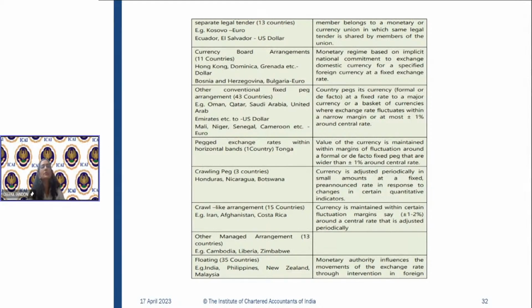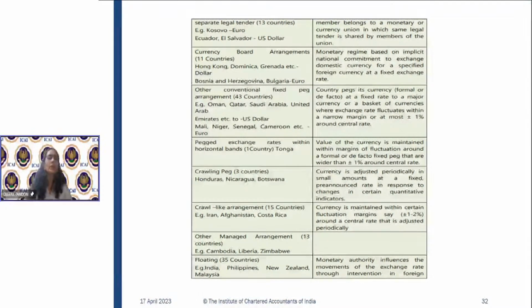You can see. So separate legal tender means that member belongs to a monetary or currency union in which same legal tender is shared. So group of countries, जैसे Ecuador है, Salvador है, these group of countries they have pegged their currency to US dollar. So group of countries ने अपनी currency को एक legal tender के साथ freeze कर दिया. That is $1. So this is a different currency and your home currency is different, but you have pegged it to that. Okay, so this is one separate legal tender.